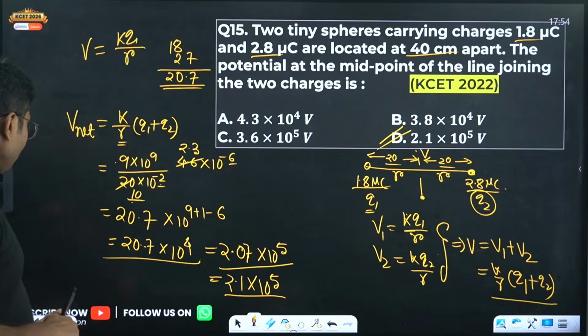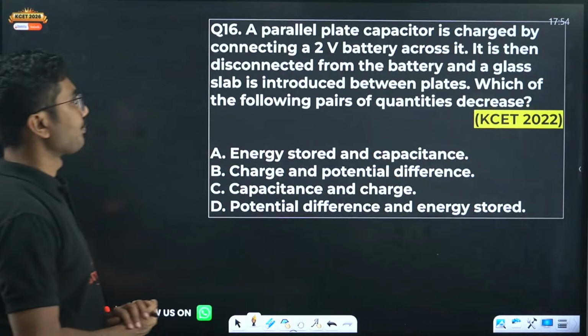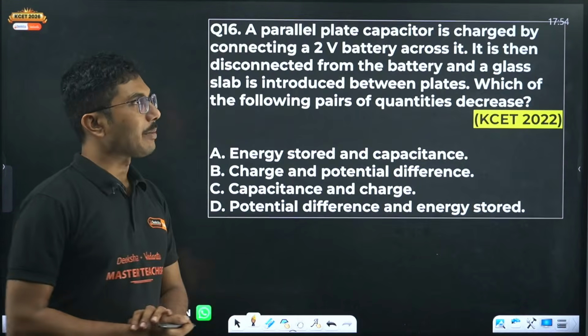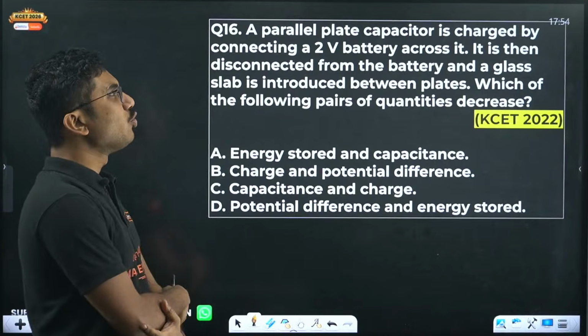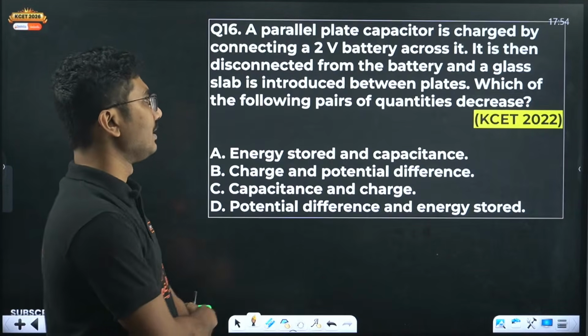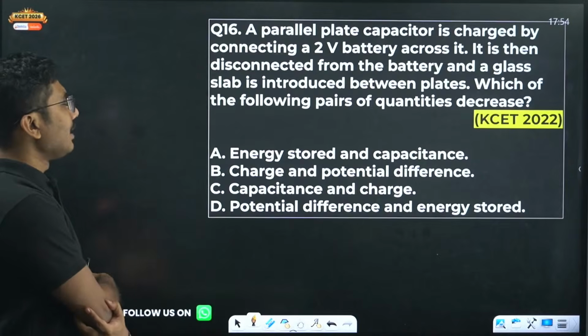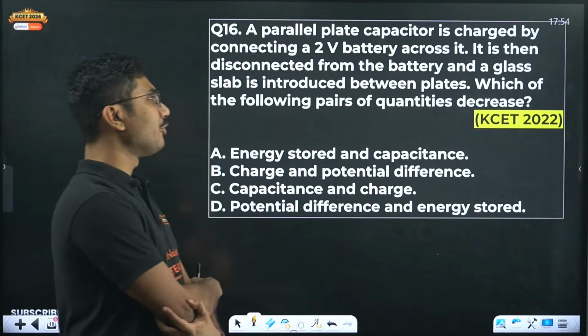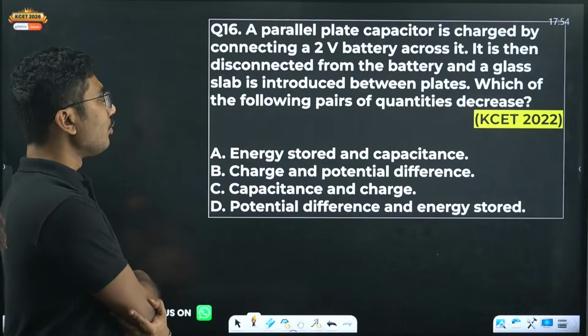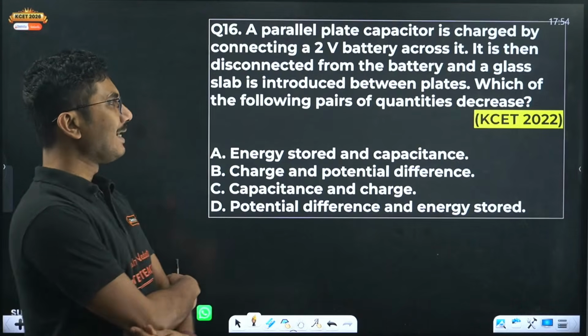Now let's move on to the next question. A parallel plate capacitor is charged by connecting a 2-volt battery across it, then disconnected from the battery and a glass slab is introduced between the plates. Which of the following quantities decrease?